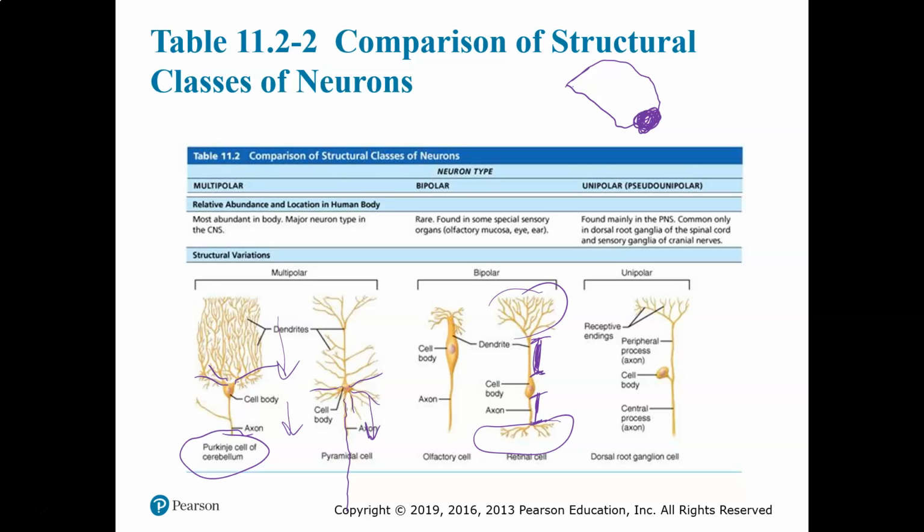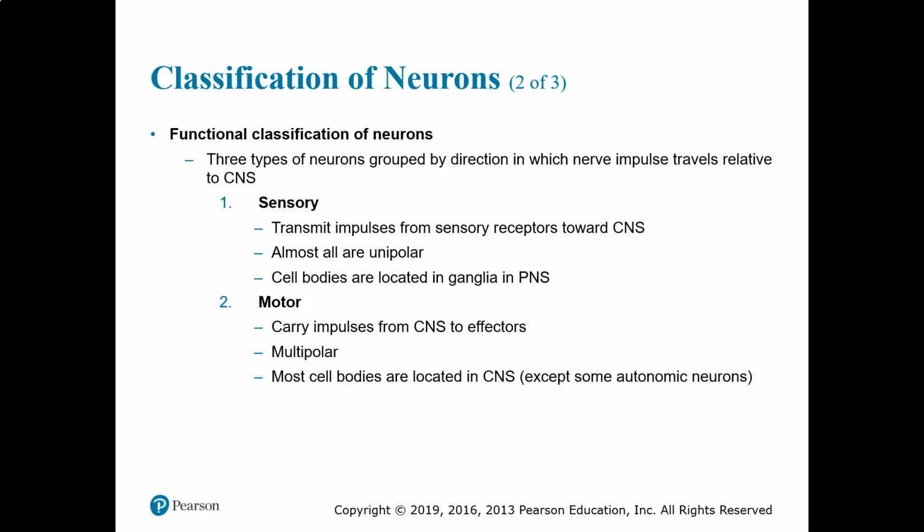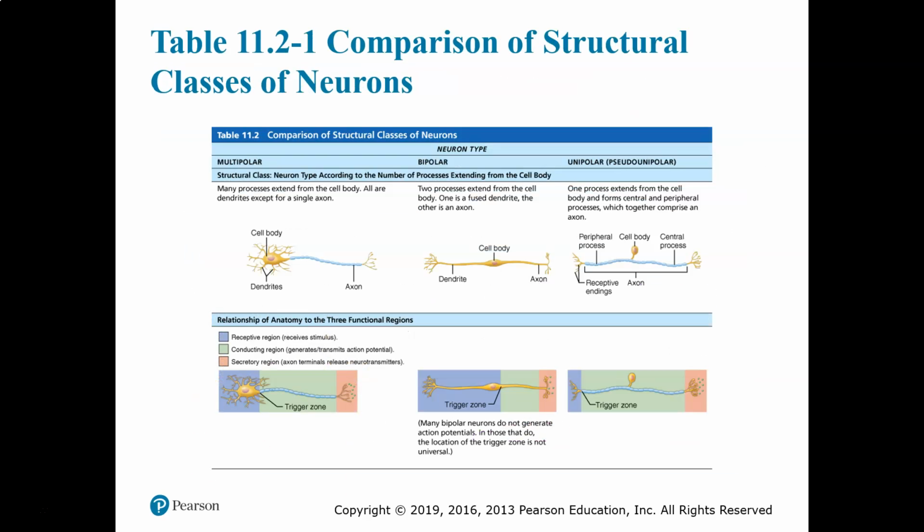And a unipolar is where you have a cell body and an extension, and then a fiber that runs in both directions. The fiber that runs toward these branches is an axon, but it's still going to receive impulses and then transmit them to the other end, which is also an axon. So that's a unipolar neuron. So we've got multipolar, bipolar, unipolar. I didn't know if they were going to show you.